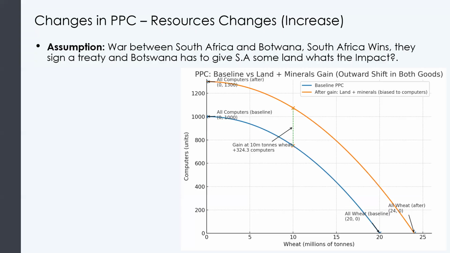So the production possibility curve, or PPC, of a country can increase if the resources of the country increase. Remember, we have four resources. So this does not only apply to land, it also applies to labor, it also applies to capital, it also applies to entrepreneurial skills.